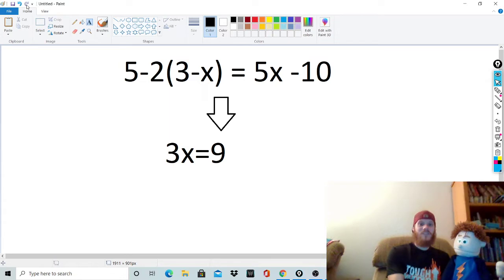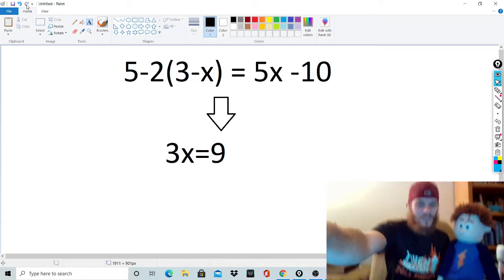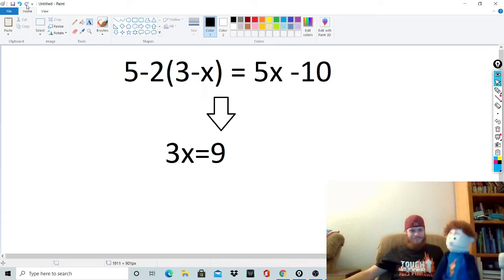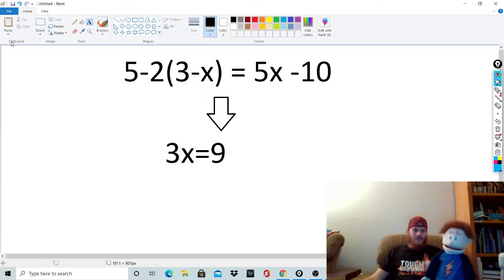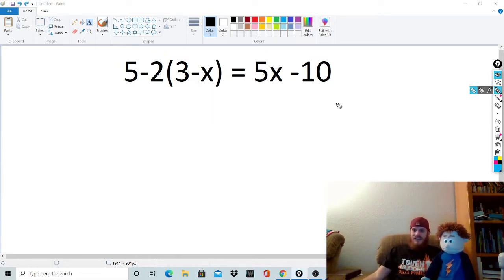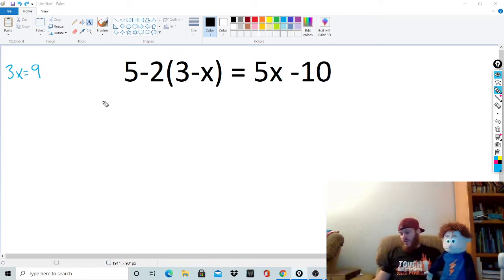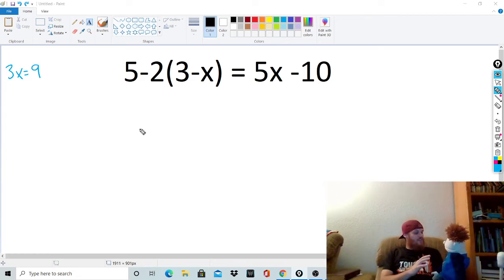So, first off, Tommy, you'll notice that that first one looks kind of complicated, doesn't it? Just a little, yeah. Keep in mind, our goal is to make that thing turn into 3x is equal to 9. I'm going to write that over here. I promise you, we're going to get to that. So, watch carefully the process.